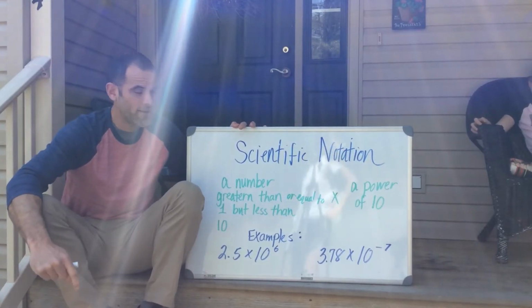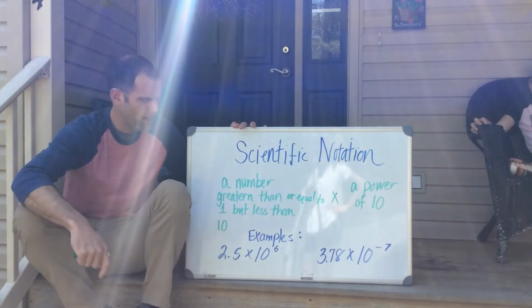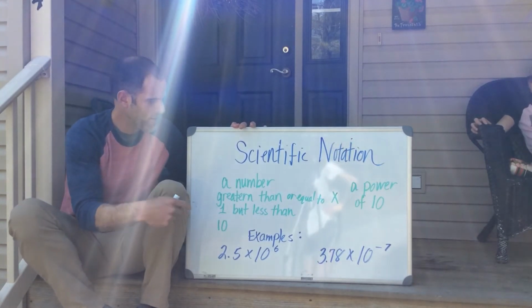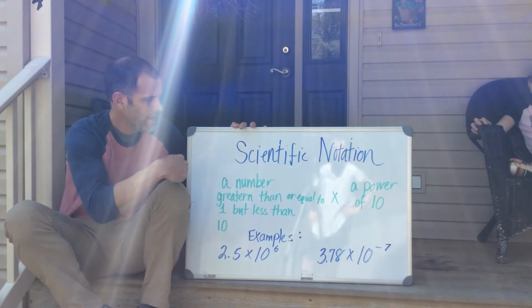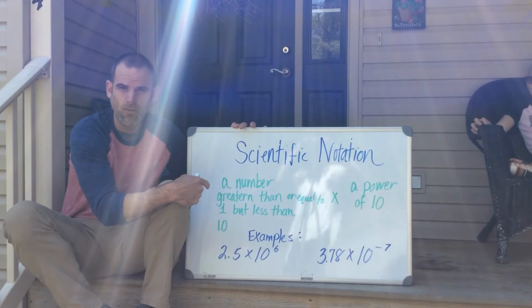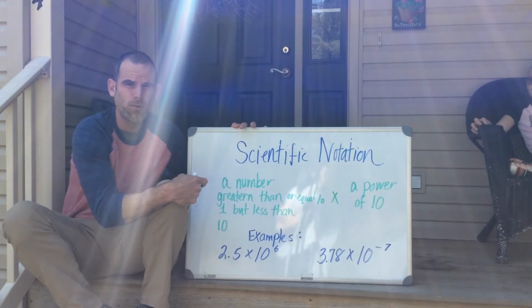Okay, so today's lesson is about scientific notation. You're going to need to be able to convert between standard form and scientific notation. Scientific notation is multiplying a number that is greater than or equal to 1 by a number that is a power of 10. It's a way to express really big numbers or really small numbers.